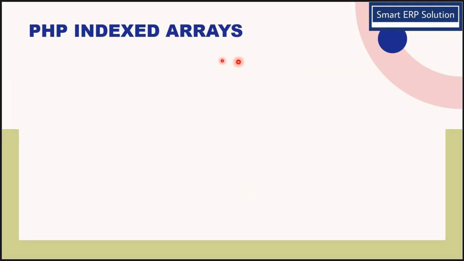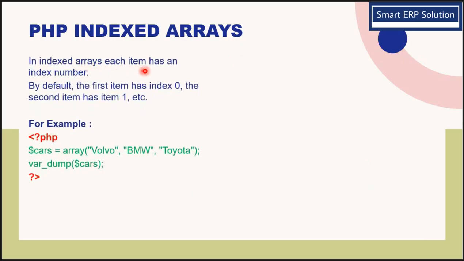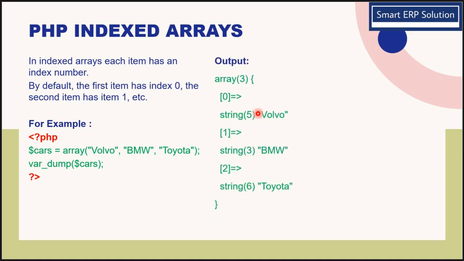Now, PHP Indexed Array. In indexed arrays, each item has an index number. By default, the first item has index 0. The second item has index 1, and so on. For example, $cars = array("Volvo", "BMW", "Toyota"). If we write var_dump($cars), we will get the following output.